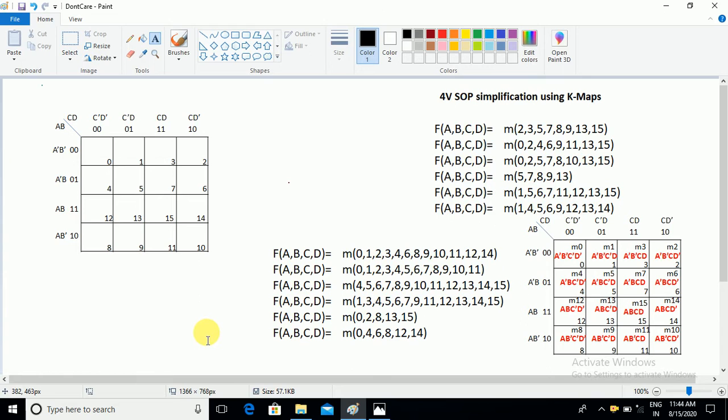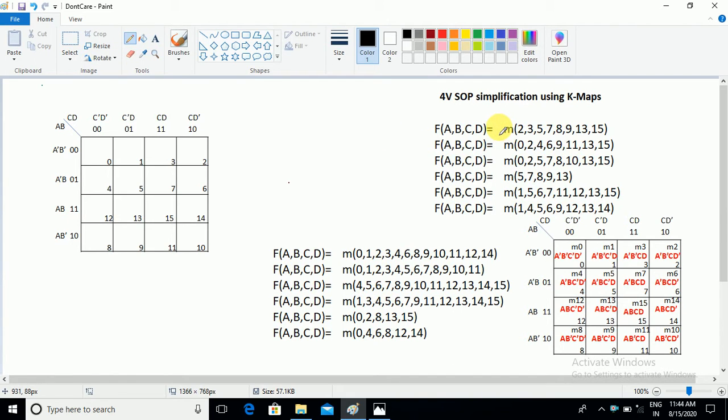So presently we are discussing the 4 variable sum of product Boolean function simplification using K-maps. In the previous video we already discussed many examples, and here I am presenting some other examples related to 4 variable K-map simplification. Okay, so let us go to the first problem.